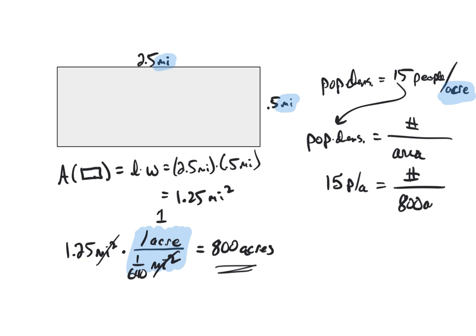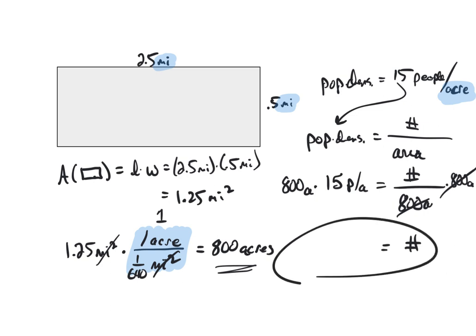I'm just going to use an A for acres. And then to get rid of the division, just as in the previous problem, we're going to multiply both sides by 800 acres. So the 800 acres cancels top and bottom on the right side, and on the left side, the acres cancels top and bottom, and we're left with 800 times 15. So in the park, on this particular day, there would be about 12,000 people.